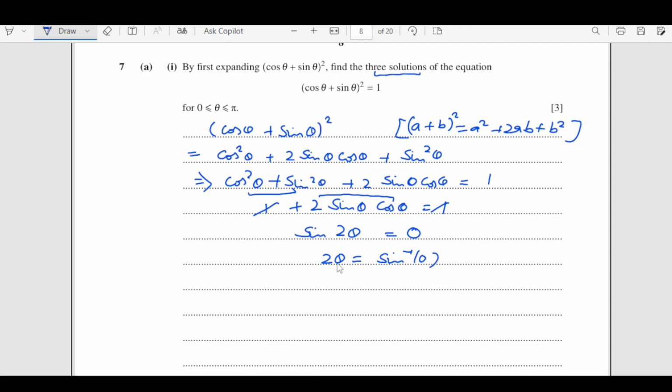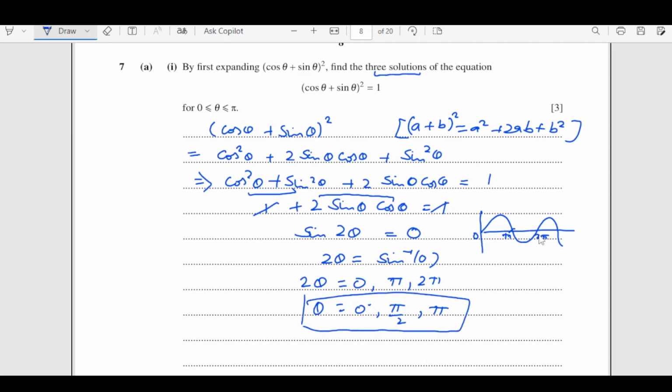So now the graph of the sine, as you know, if this is 0, it's like this, right. So here is 0, then we have pi here and 2 pi here. So then we will have, when is sin 0: at 0, at pi and then at 2 pi. So 2 theta is 0 and then pi and then 2 pi, right. And theta, dividing by 2, 0 over 2 is 0, then pi over 2 and pi. So these are our three answers for the angle between 0 and pi, right.